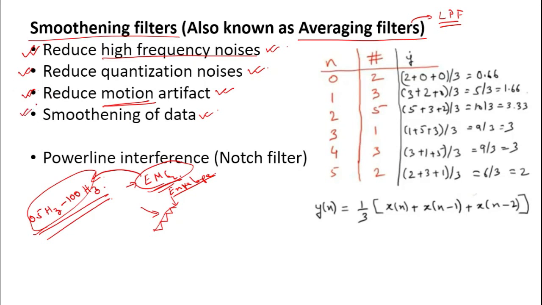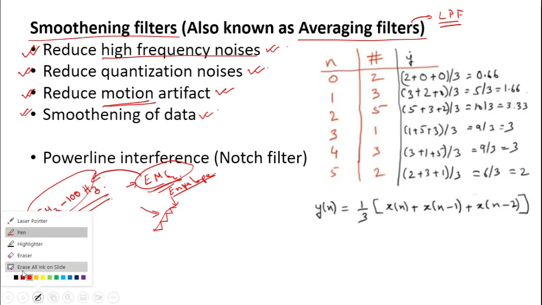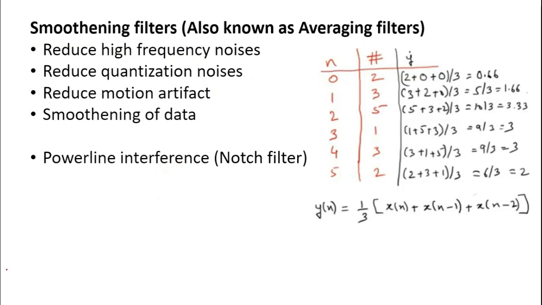Now, last one, smoothing of the data. You may have got good quality signals, but in certain cases you may be wanting to smoothen the data to get some meaningful results. I will give you an example over here. When we try to measure the heart rate, what we do is that there is a method called Pan-Tompkins algorithm.